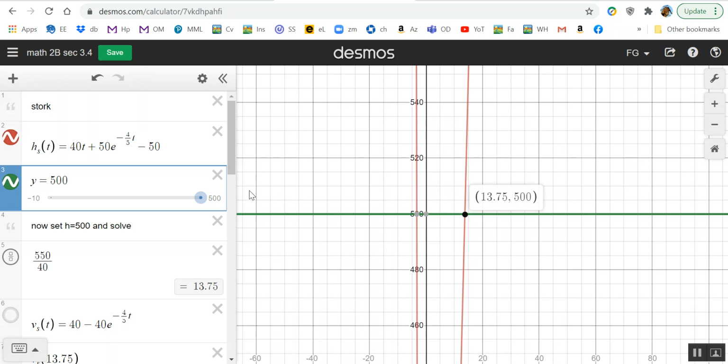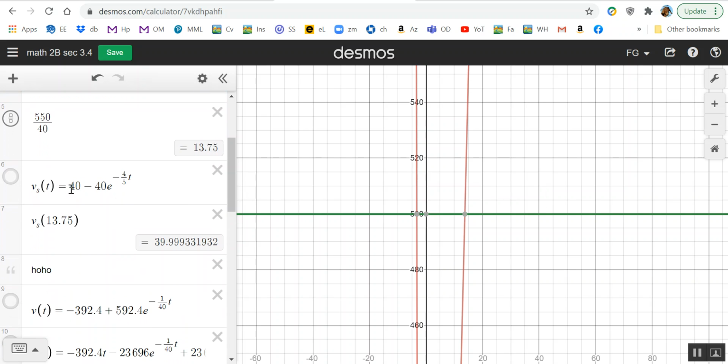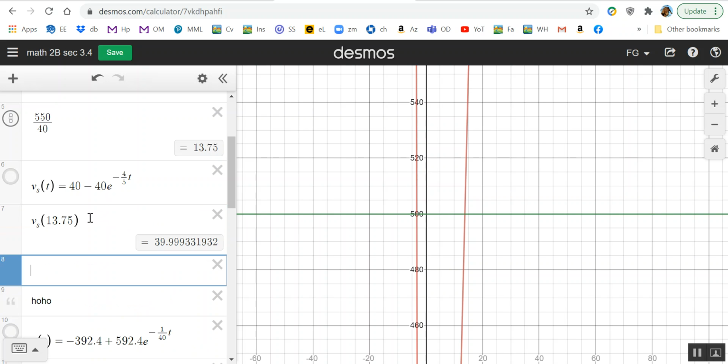All right, and then another shortcut, I typed in v, the velocity function. Let's say you don't have a calculator with you, just type in v. You can call it v as long as you don't have a v below, but I called it v sub s. And then I said, okay, Desmos, compute v of 13.75 for me. It gives me 39.999. That's where I got the approximately 40 miles per hour. The nice thing about this is then if you want to evaluate v in other places, you can just go v sub s.